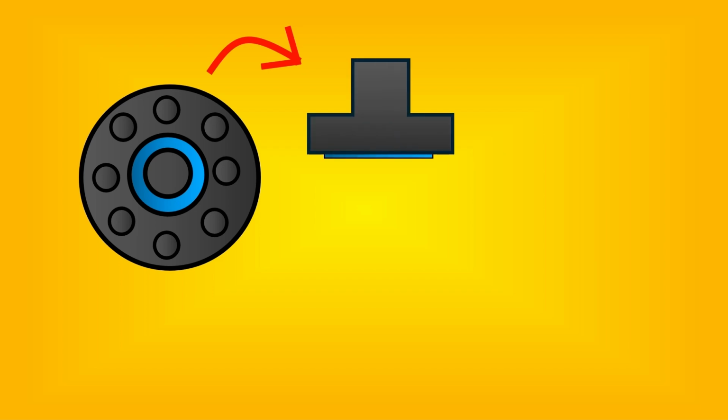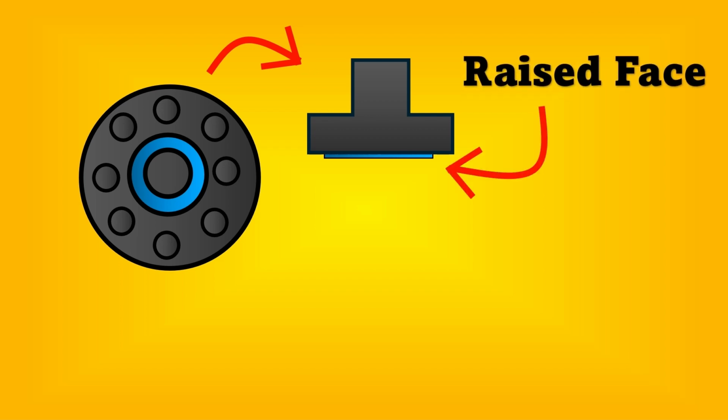So if you see this flange, this is a raised faced flange. How do you understand that? If you see this blue portion here from the side, you understand that it is raised as compared to the other area of the bolting circle. Since it is raised, the name has come: raised faced flanges.